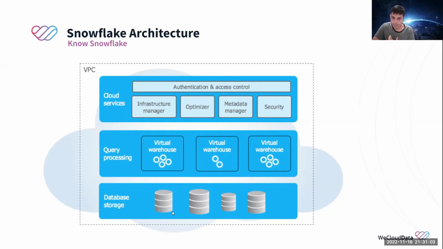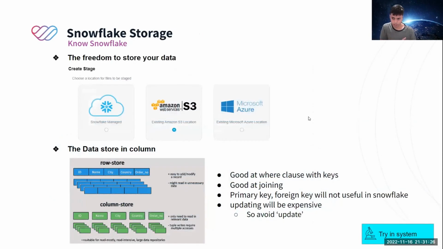And this decoupling comes with one more decoupling, whereas the security is a completely different layer. The optimizer is a different layer. They are not attached to compute and database storage. They are just separate things, so that if you want to work on a certain thing, you can do it. Like you don't have to get married to a certain compute or certain storage. Snowflake storage, now you have freedom to choose whichever cloud you want to use. So you can either do Snowflake managed, you can do S3, you can do Microsoft Azure, and I'm pretty sure they have GCP now as well.